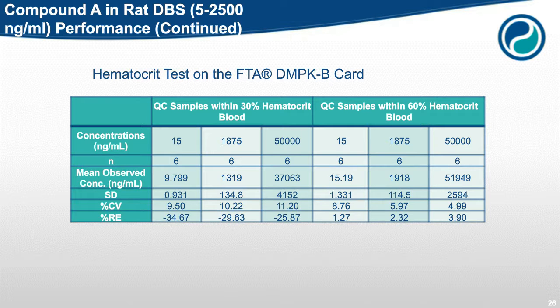Finally, the hematocrit test, where DBS prepared using blood at low and high hematocrit levels are measured and compared against their nominal concentrations. According to my experience, the DBS with low hematocrit levels tends to be more problematic. Just as in this case, as you can see, QC samples with 30% hematocrit blood actually has the larger deviation from the nominal concentration.